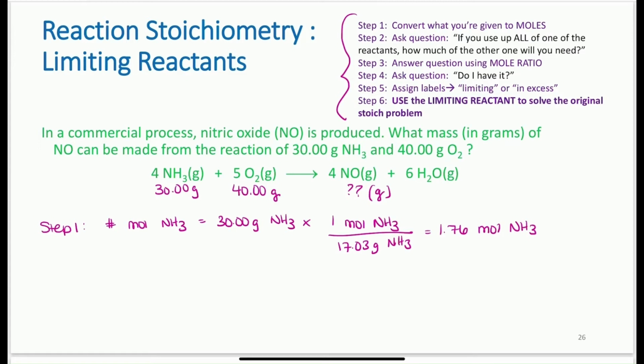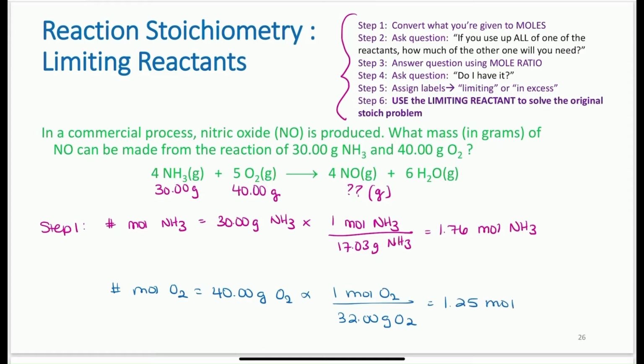Do the same thing with your oxygen. Number of moles of O2. I've got 40 grams of O2 times 1 mole of O2 to 32 grams of O2. This gives me 1.25 moles of O2.